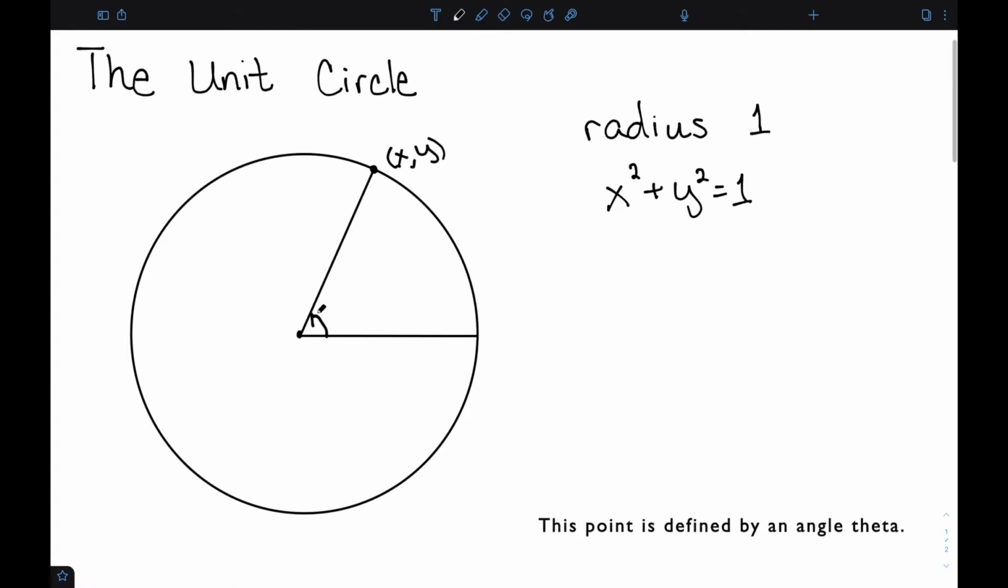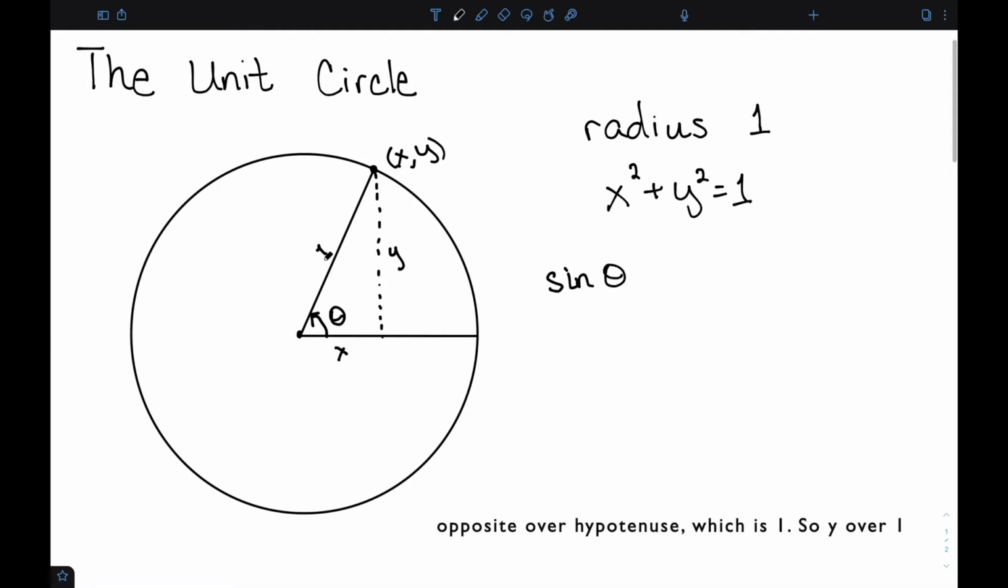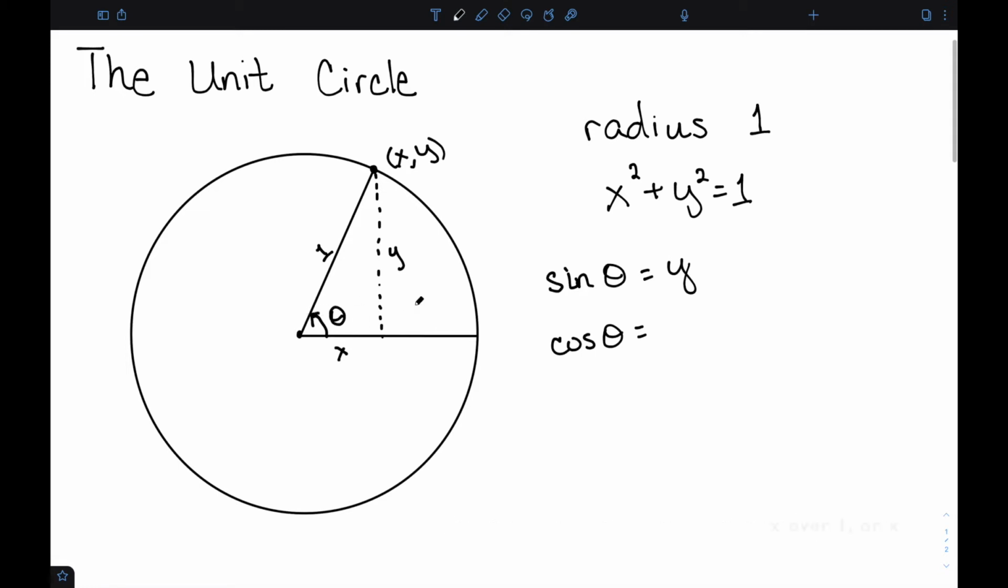And so this point is defined by an angle theta. If I draw a vertical line perpendicular to the x-axis, I can see that this edge right here is x, and this one going up is y. So I have that sine of theta is opposite over hypotenuse, which is 1, so y over 1, or y. And cosine of theta is adjacent over hypotenuse, x over 1, or x.